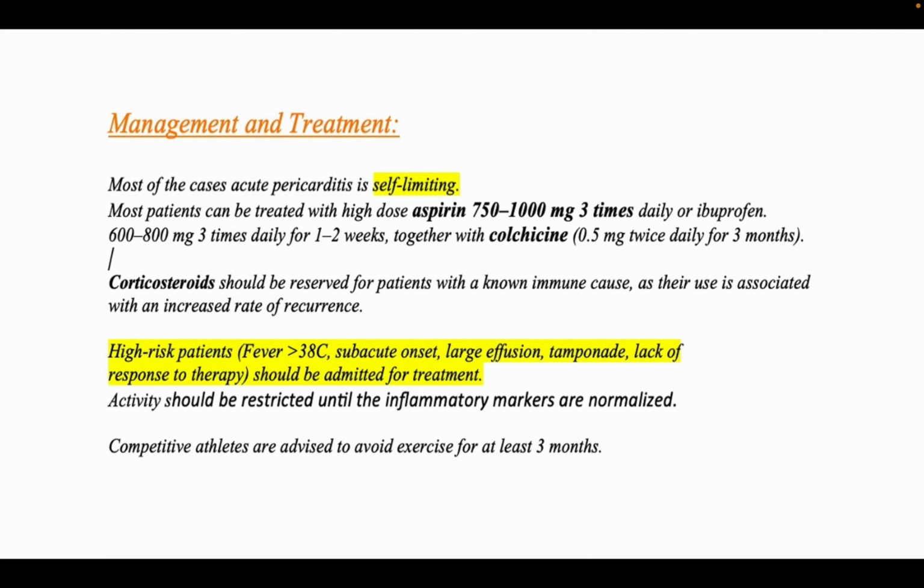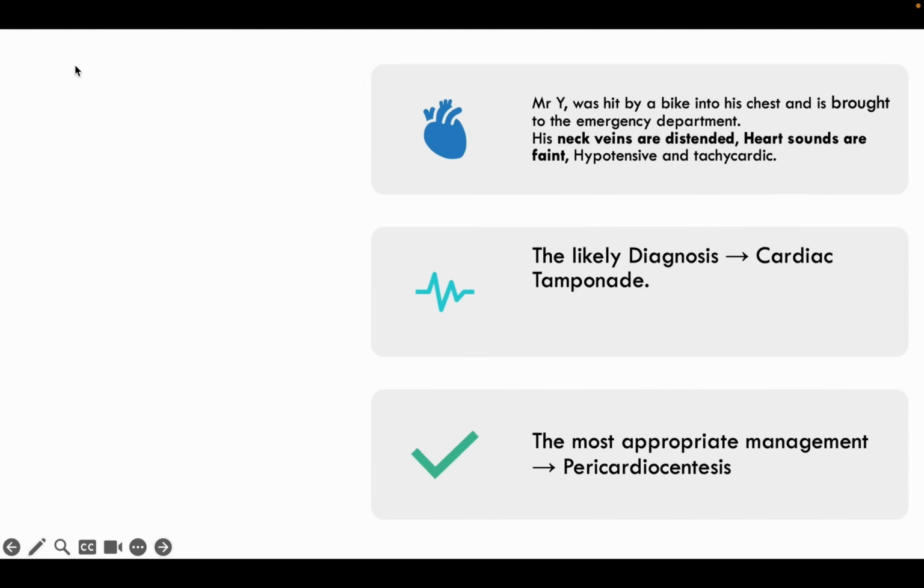If the patient has high-risk features like high fever, or the patient is not stable, then the patient should be admitted to hospital for further attention and evaluation. It is advisable for the patient to reduce activity until the inflammatory markers have normalized. And if the patient is an athlete, then it is advised to avoid exercise for at least 3 months.